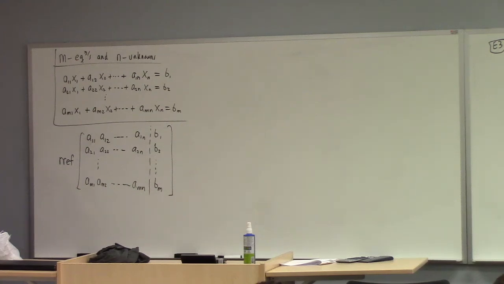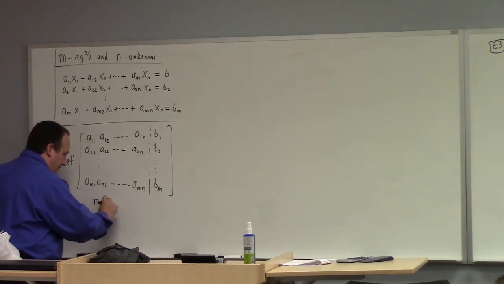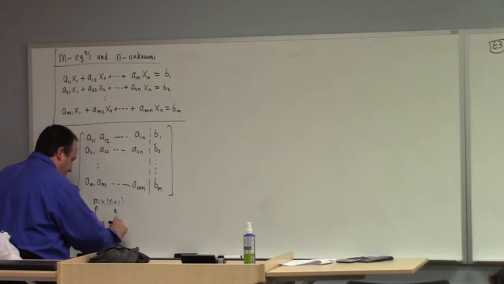I don't believe that. See here. Okay, so listen, this is the augmented coefficient matrix. This is an m by n plus 1 matrix. So this is the number of rows. This is the number of columns, all right?